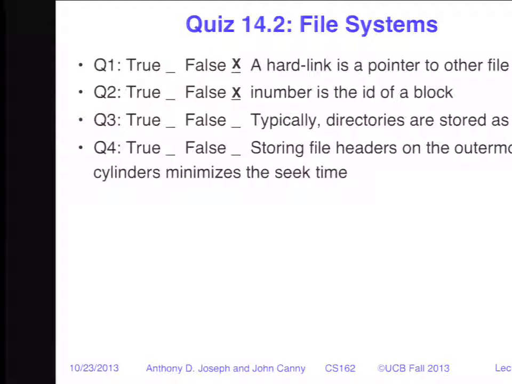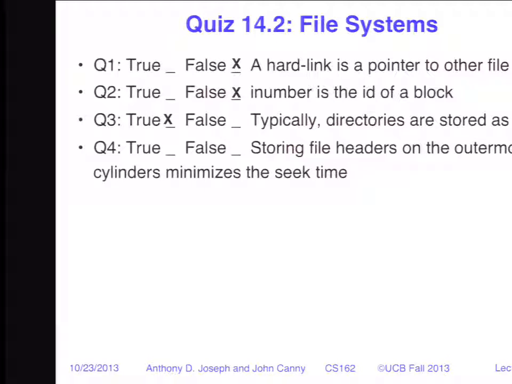Okay, question number 3. Typically, directories are stored as files. How many people think that is true? Right? And how many people think that's false? Right? So the answer is true. Reuse data structures. Why create a new data structure when you don't have to? Because you can? No, it's probably not a good reason.